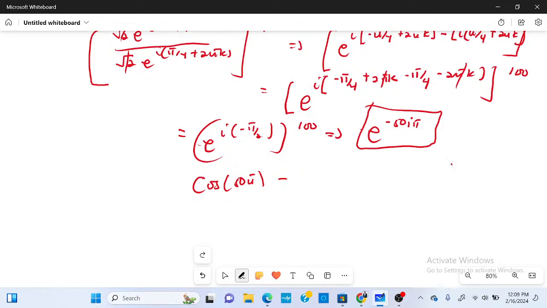So minus i sine 50 pi. And that is the solution for what the problem put forward.